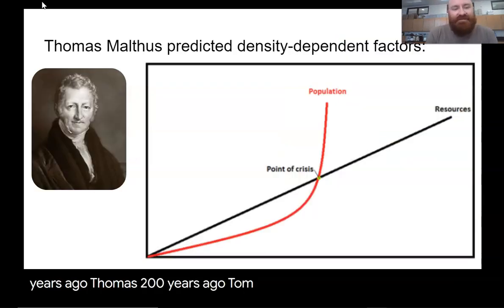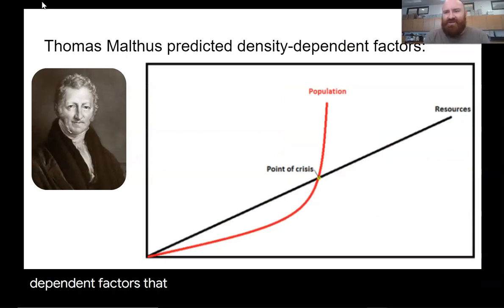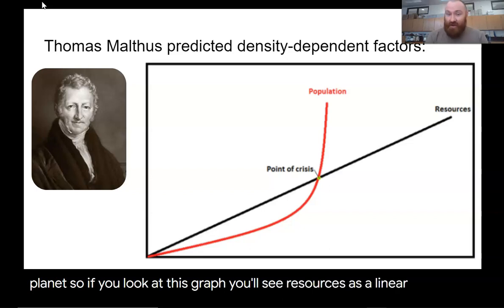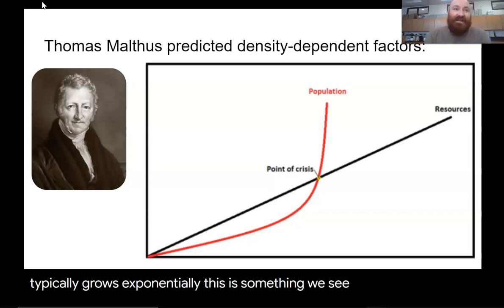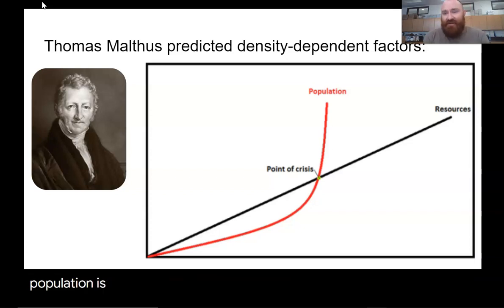200 years ago, Thomas Malthus predicted some density dependent factors that would actually affect the carrying capacity of our planet. If you look at this graph, you'll see resources as a linear growth. This means it's growing at a steady rate. However, population, as we know, typically grows exponentially. This is something we see in nature, and human population is no different.